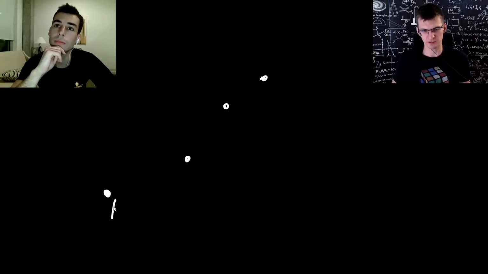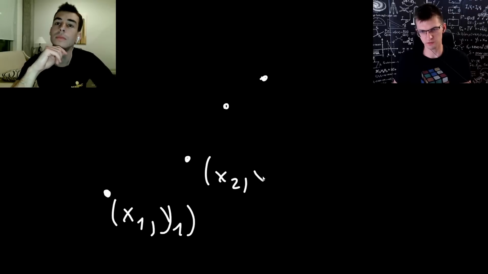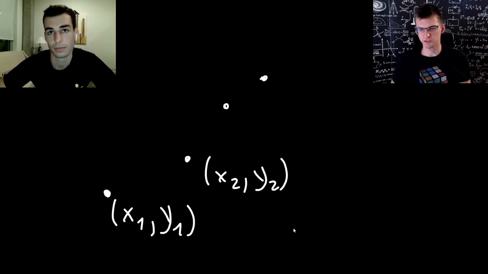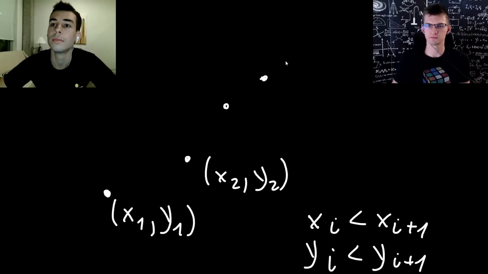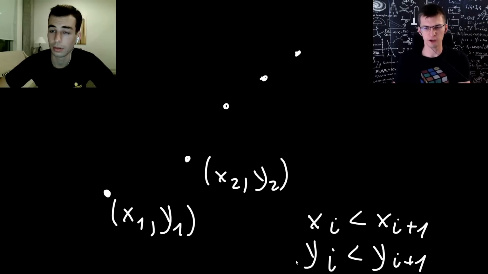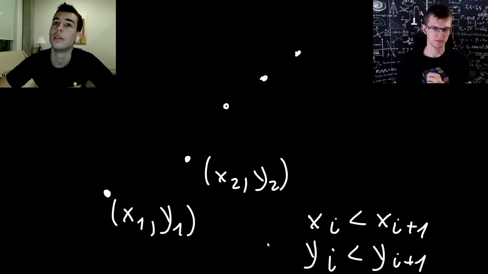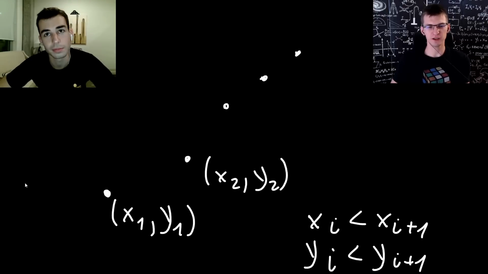If there is a bunch of points, let's say the first one is x1, y1, x2, y2, and so on, then I want to just use the fact that xi is smaller than xi+1, and yi is smaller than the next y. Given this, for every i I will prove that the path is optimal. So this is any monotonic chain.